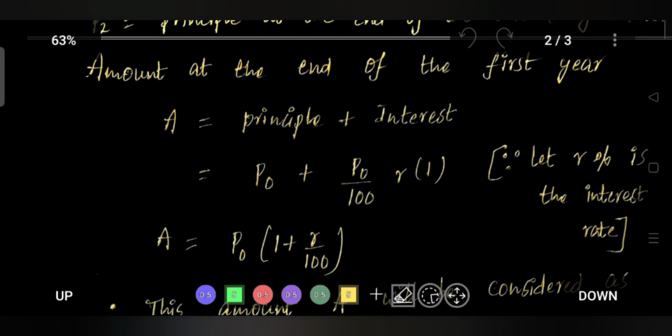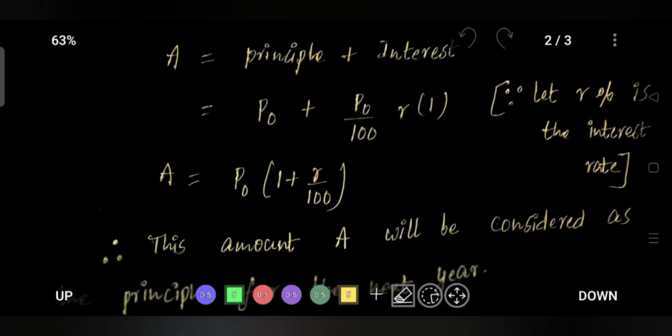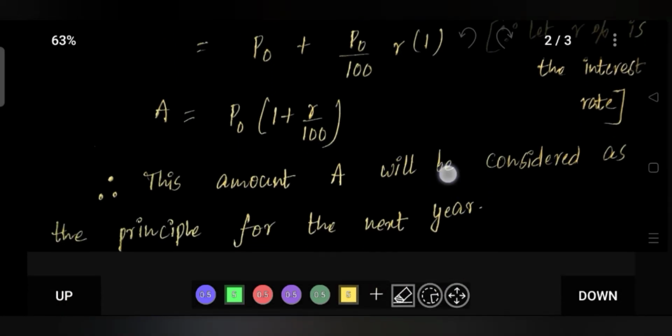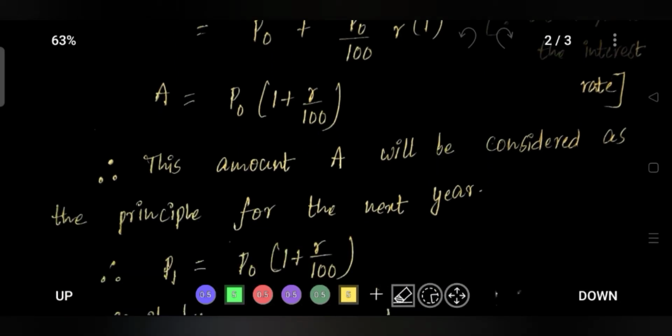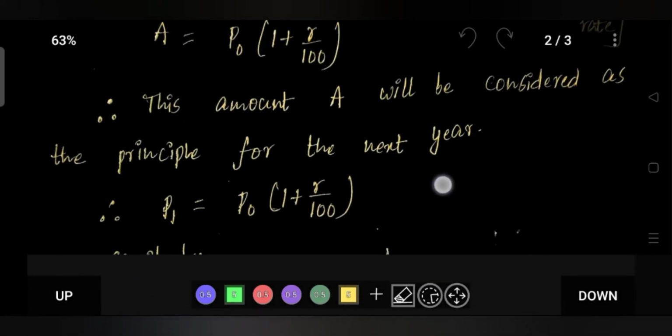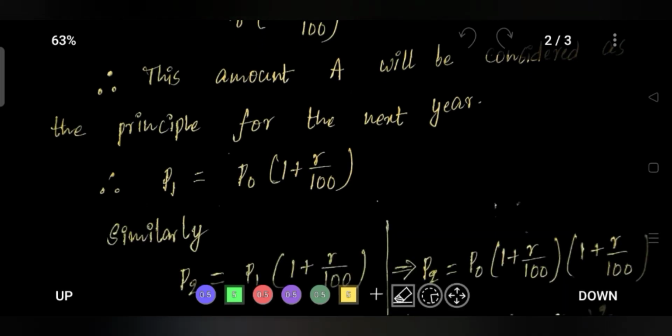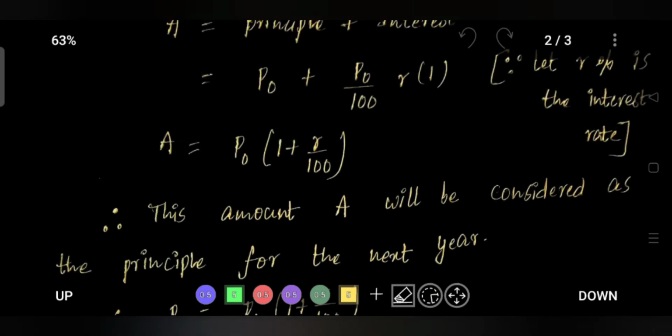Now if I take P naught common from these two terms, I get P naught, and 1 plus R by 100 will be left. This amount A should be considered as the principal for the next year. The principal for the next year I have denoted as P1. So P1 will be the same as this amount, that is P naught into 1 plus R by 100.